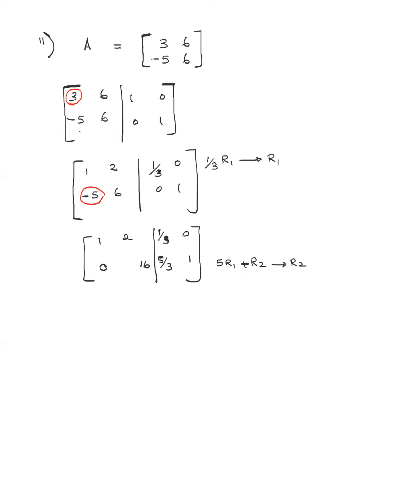Next, we have to convert the 16 into 1. That means you have to divide by 16. It's going to look a little ugly. It's going to be 1/16 times row 2. 0 divided by 16 is 0. 16 divided by 16 is 1. 5/3 divided by 16 is 5/48. And then 1/16.